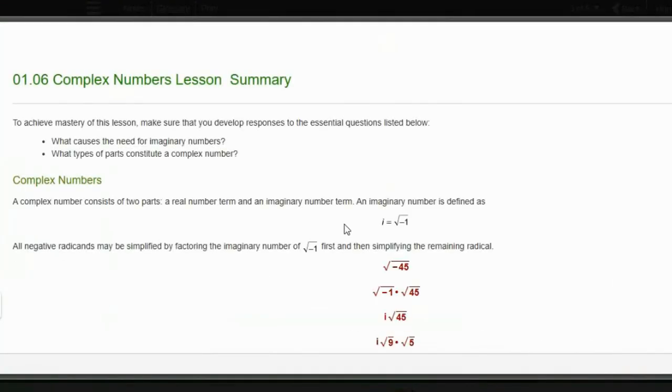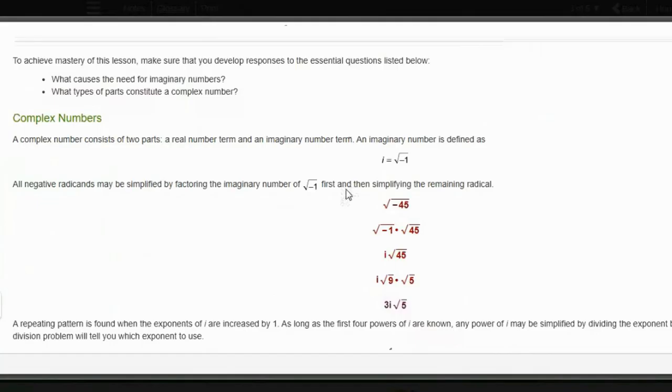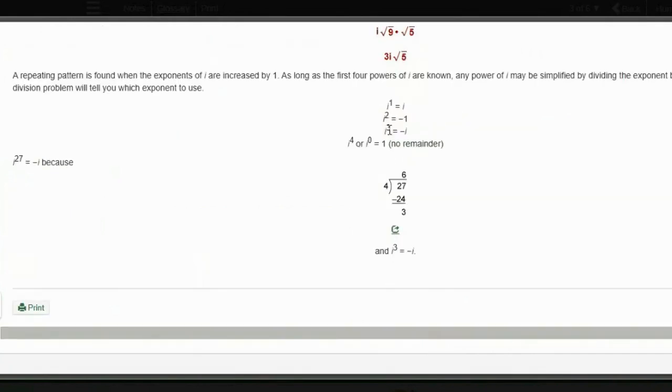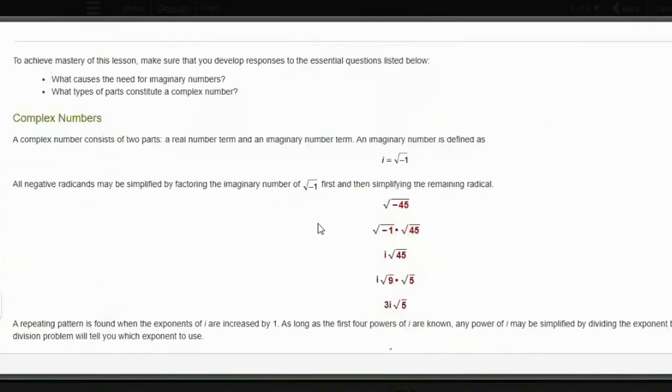Okay, here's our lesson summary for what a complex number is. In our next lesson, we're going to start working with them and doing some math. Complex number, i equals square root of negative 1. Talks about how to simplify square root of negative 45. And then talks about the repeating pattern: i to the first, i squared, i to the third, i to the fourth, and how that'll repeat. i to the 27th equals negative i, because that's the remainder when you divide by 4. So then, again, you can print that out if you have a printer and use this as your notes, or hopefully you wrote this in your notes as we were working through that.